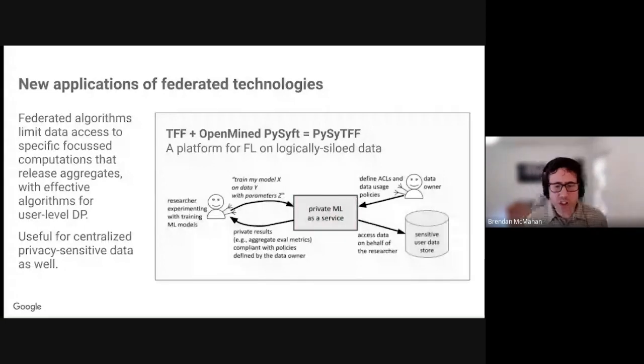One of the first collaborations between OpenMined and TensorFlow Federated in this new collaboration builds on an idea I was mentioning earlier about how policy layers fit naturally into federated learning. So federated learning algorithms kind of naturally limit data access to specific focused computations that release aggregates. And we now know how to provide effective algorithms for user-level differential privacy. And those things are all very useful for centralized privacy-sensitive data as well. And so the idea of this collaboration is to build a platform that makes it easier to set up that kind of infrastructure.